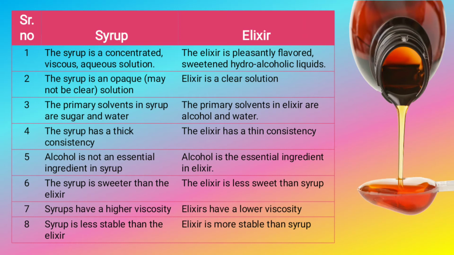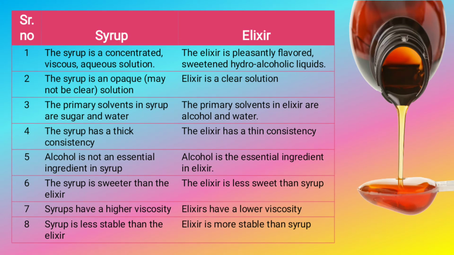The primary solvents in syrup are sugar and water, whereas the primary solvents in elixir are alcohol and water. Syrup has a thick consistency and elixir has a thin consistency. Alcohol is not an essential ingredient in syrup, whereas alcohol is an essential ingredient in elixir. Syrup is sweeter than elixir, and elixir is less sweet than syrup. Syrups have a very high viscosity, whereas elixirs have a lower viscosity.